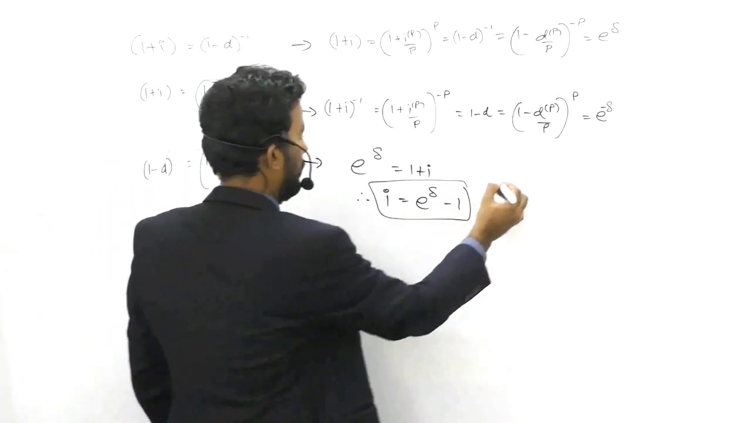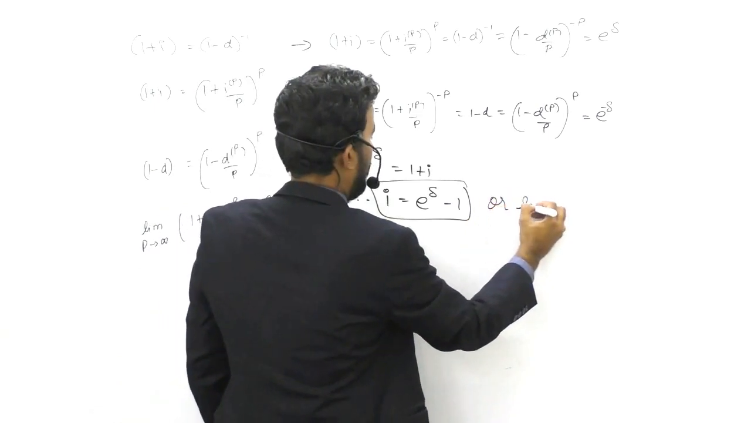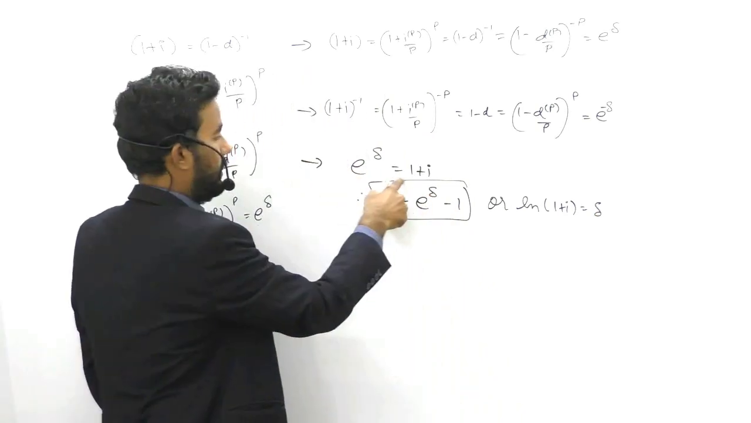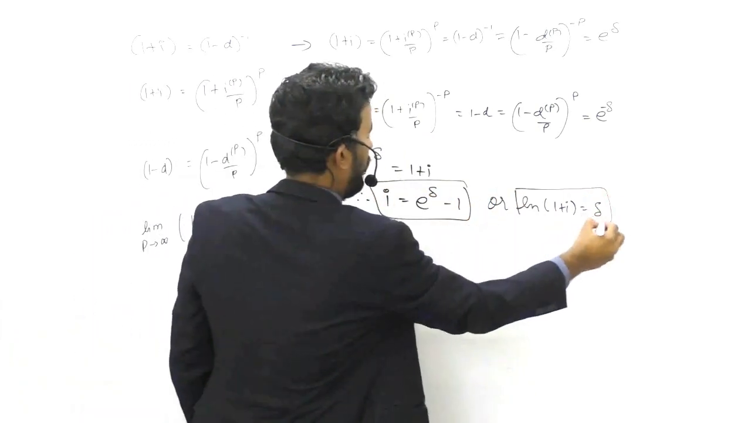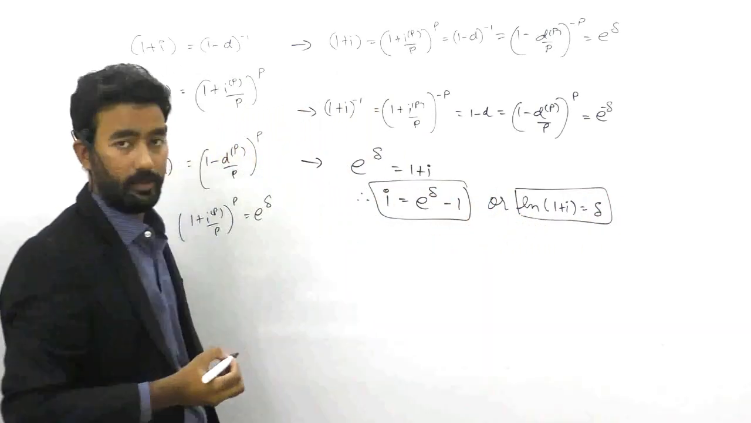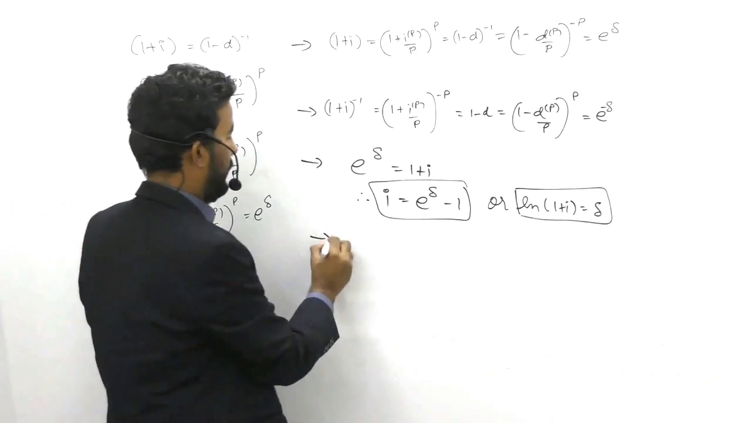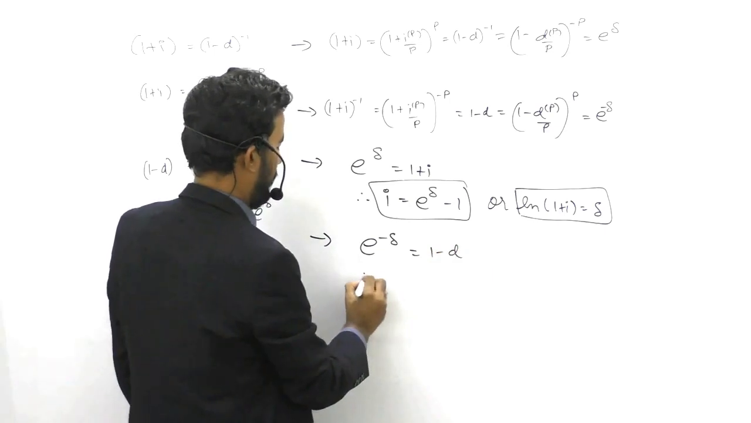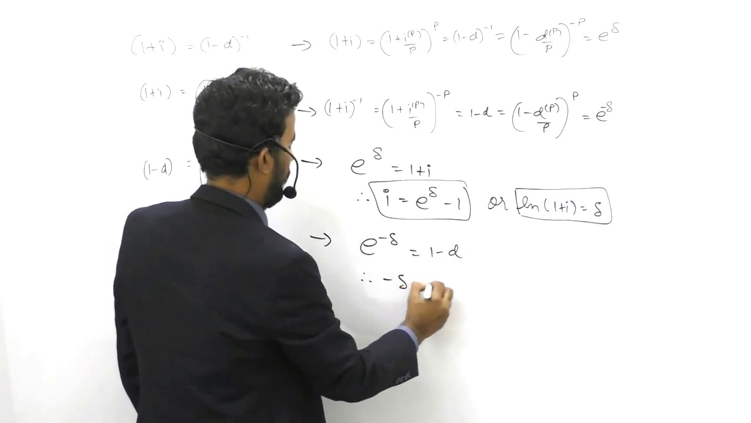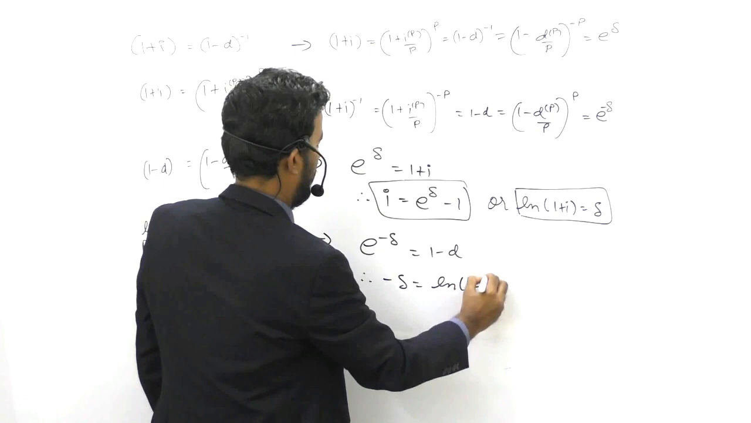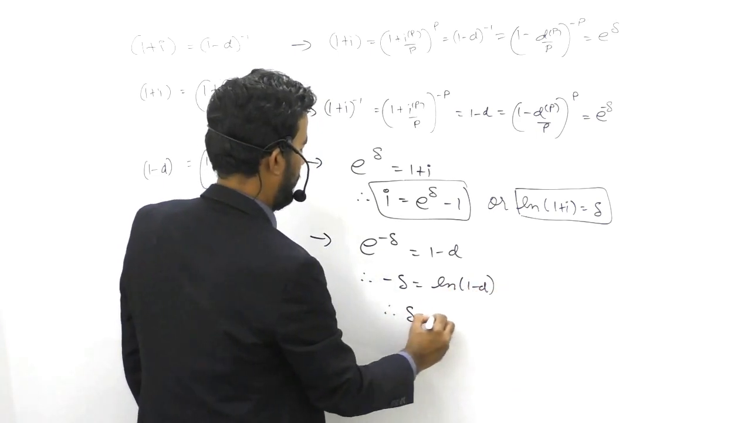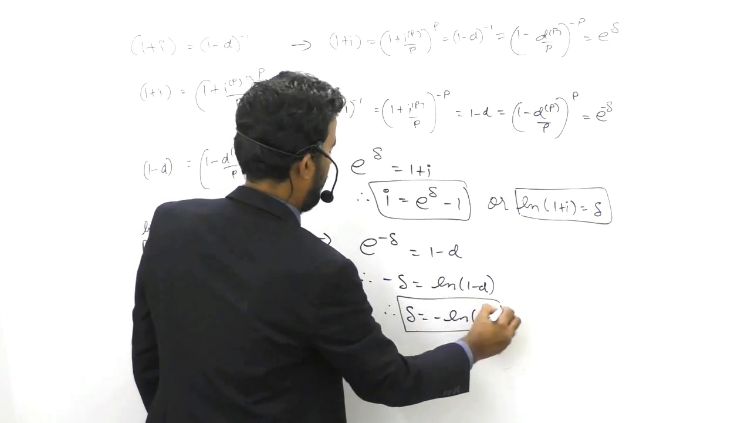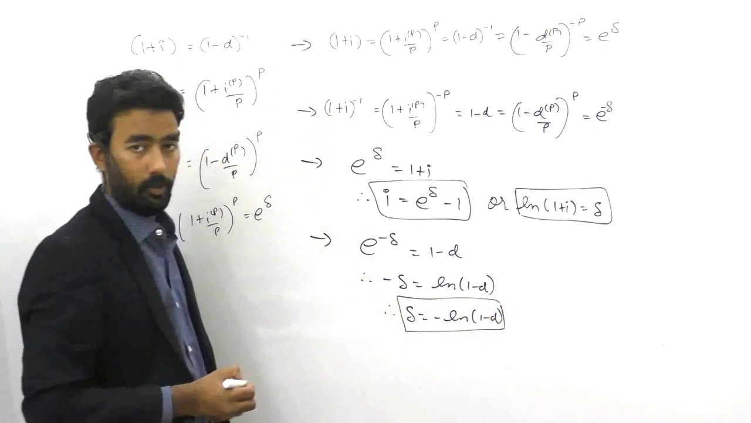Or I can say log of 1 plus i should be equal to delta. Taking log of both the sides, I get this result. How to find delta when i is given. Second thing, e raised to minus delta is equal to 1 minus d. Therefore, minus delta is equal to log of 1 minus d. Therefore, delta is equal to minus log of 1 minus d. This is how you find delta when d is given to you.